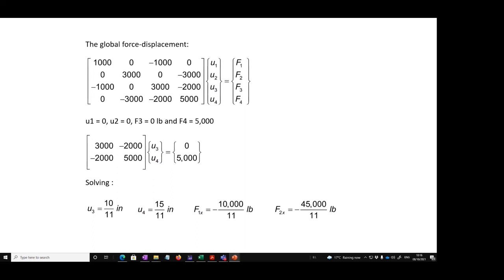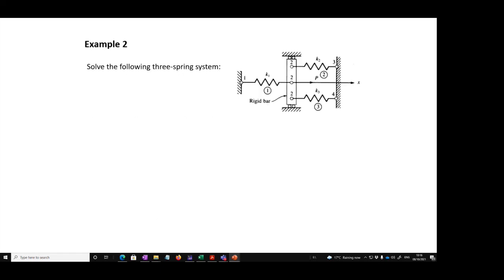All right. Do you have any questions about this example? Okay, so I have a second example.